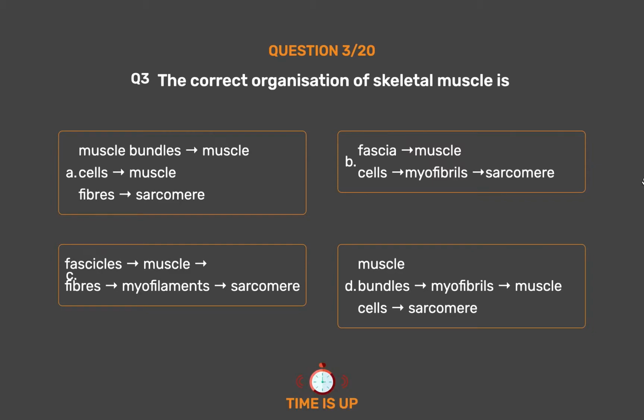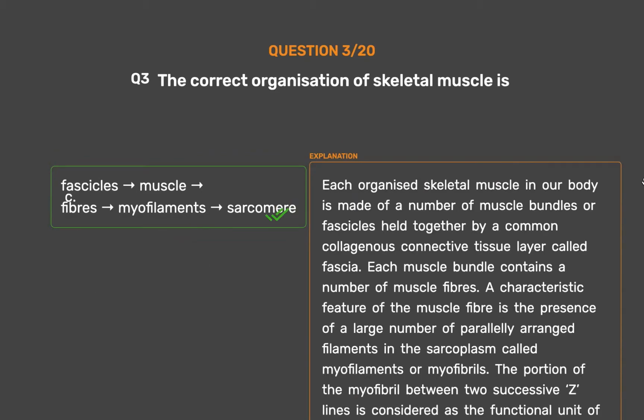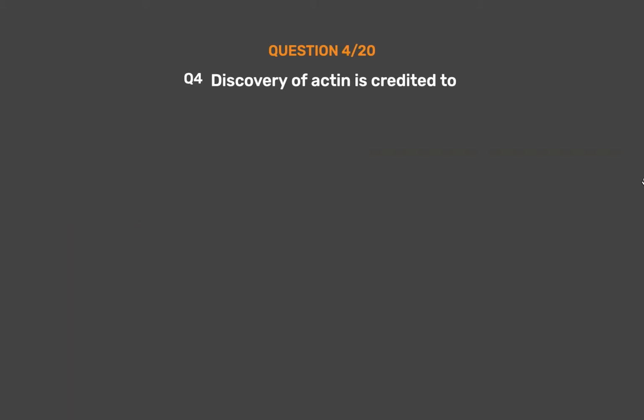The correct answer is Option C. Fascicles, muscle fibers, myofilaments, sarcomere. Each organized skeletal muscle in our body is made of a number of muscle bundles or fascicles held together by a common collagenous connective tissue layer called fascia. Each muscle bundle contains a number of muscle fibers. A characteristic feature of the muscle fiber is the presence of a large number of parallelly arranged filaments in the sarcoplasm called myofilaments or myofibrils. The portion of the myofibril between two successive Z-lines is considered as the functional unit of contraction and is called a sarcomere.